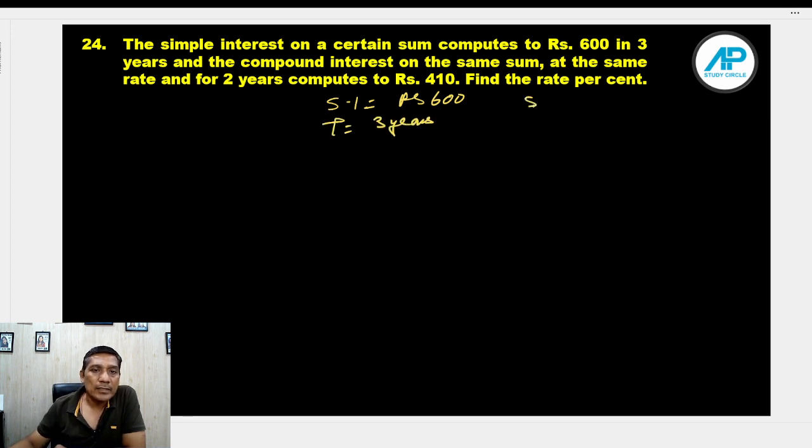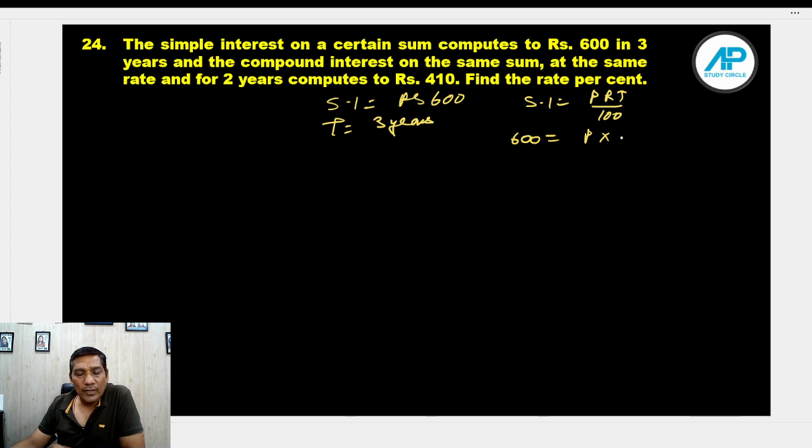Time is 3 years. SI equals 600 equals P into, do I have the value of R with me? I don't have the value of R with me. Now understand the question once again. I take this question once again completely. So what I have got here is the value of interest for 3 years.